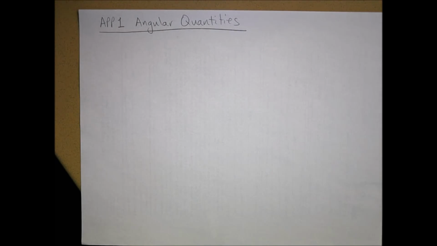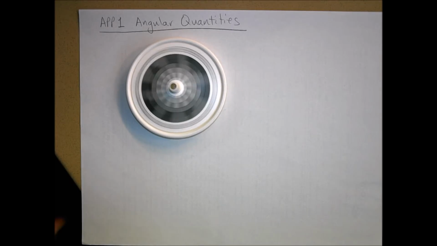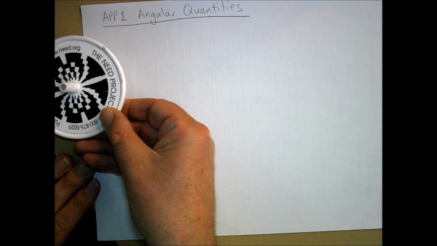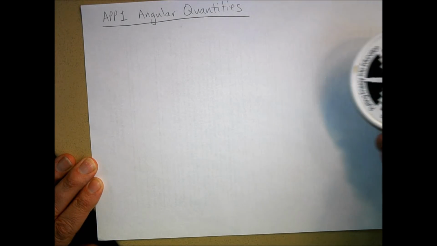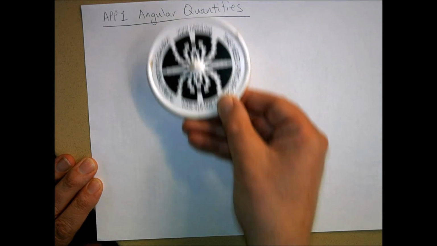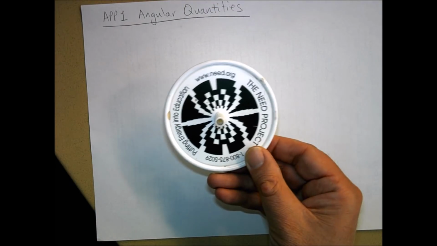Today we're going to talk about angular quantities, and we are going to deal with systems or objects that are not translating but are rotating, like this top. Now here's the difference. Watch it. This is translation, right? It's translating. Oh, look at that, up and down. This is translation, a kind of motion, translational motion.